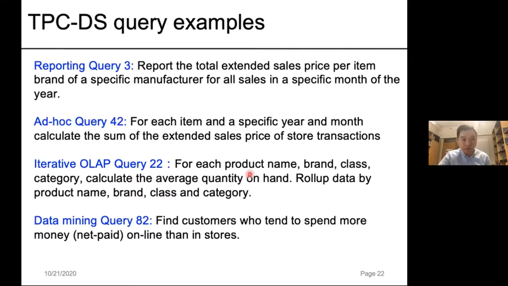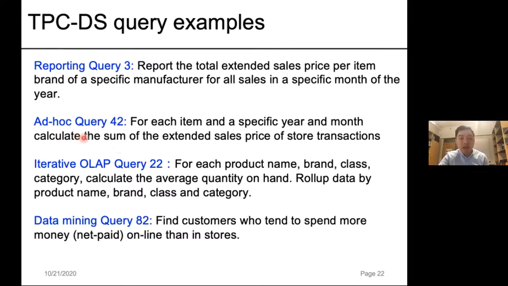So for the reporting queries, these queries capture the reporting nature of a DSS system, and they include queries that are executed periodically to answer predefined questions about the financial and operational health of a business. So for example, Query 3 is to report the total extended sales price per item brand of a specific manufacturer for all sales in a specific month of the year.